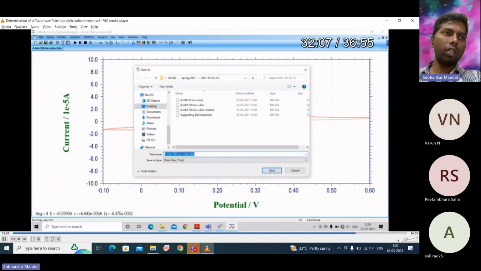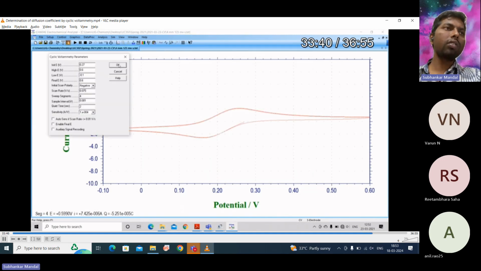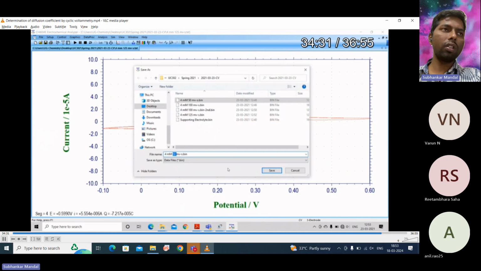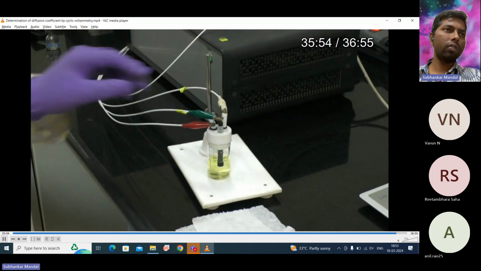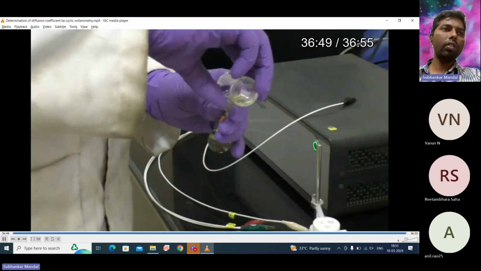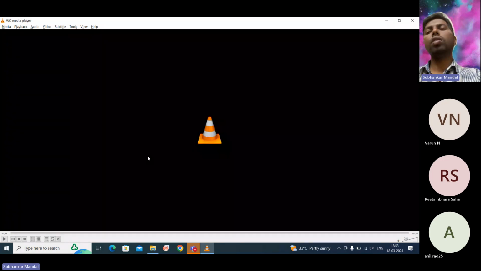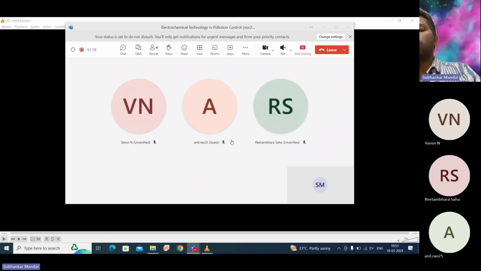I think we have done different concentrations and different scan rates. I have just cut out all this part because it is the same. Similarly, you can do it for other concentrations also, and along with that we can measure the diffusion coefficient value.